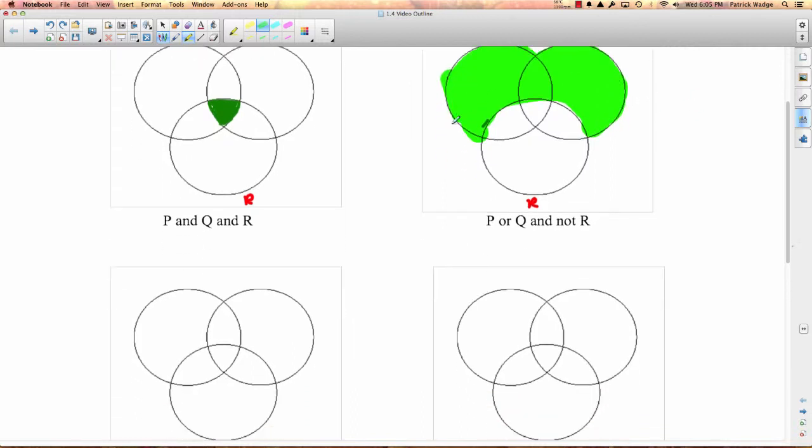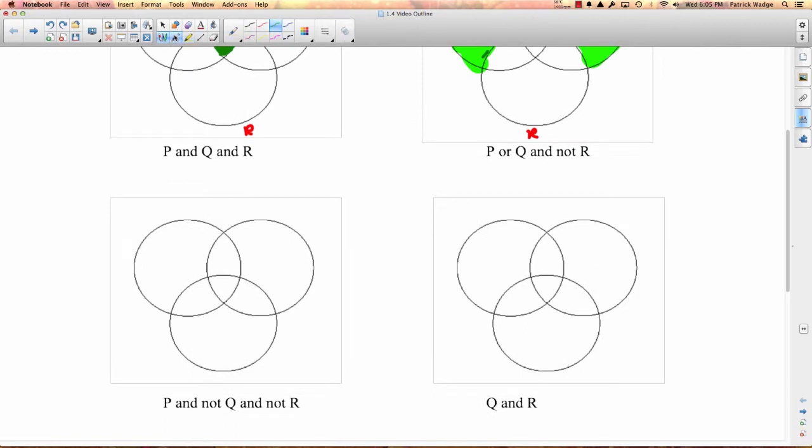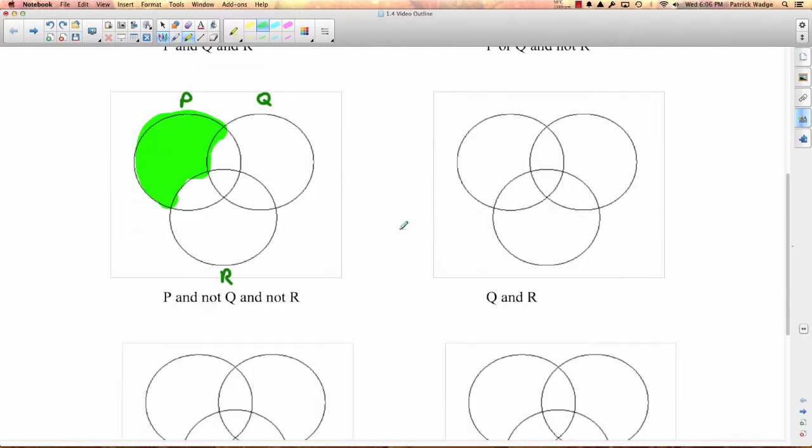Okay, the next one, P, Q, R, a little bit repetitive here. We want to have P, so it's going to be in P, but not in Q, and also not in R. So we're not going to do the whole P here because it can't be in Q and also can't be in R. So can you picture that? Basically it is this right there. That's what you'd shade.